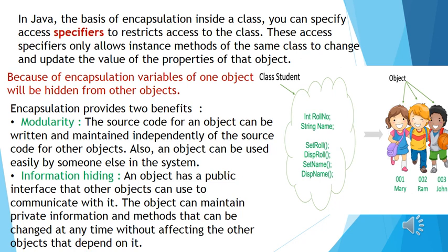In information hiding, an object has a public interface that other objects can use to communicate with it. The object can maintain private information and methods that can be changed at any time without affecting the other objects that depend on it. Like the public interface, like the name of the student. Everyone can call a student by their name, but the private information is their report card, the details of the marks, which should not be known by any other object or any other student.